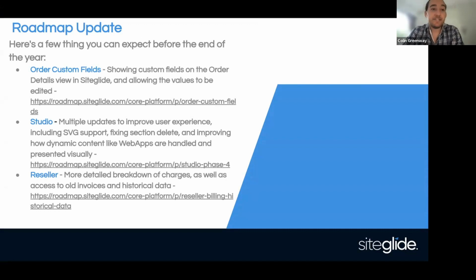The next items that we are going to be focusing on is order custom fields. Custom fields in the order detailed view just gives you more control. You can see different statuses. So that's going to be really nice to improve e-commerce for your clients. We're also going to spend a big focus on Studio.